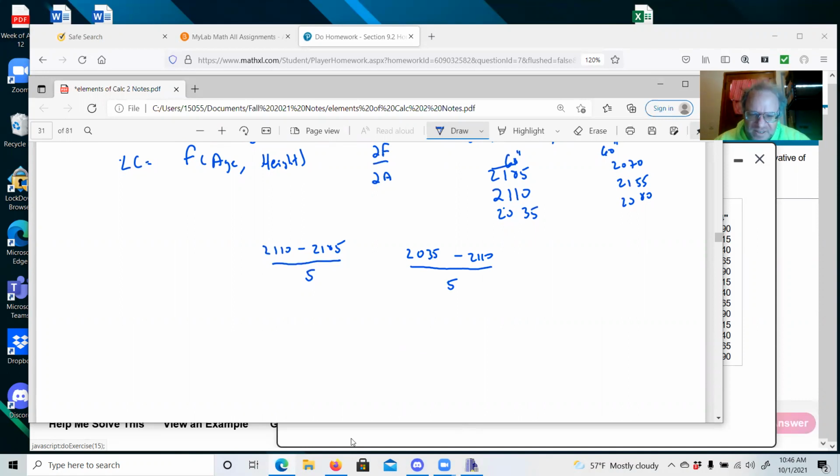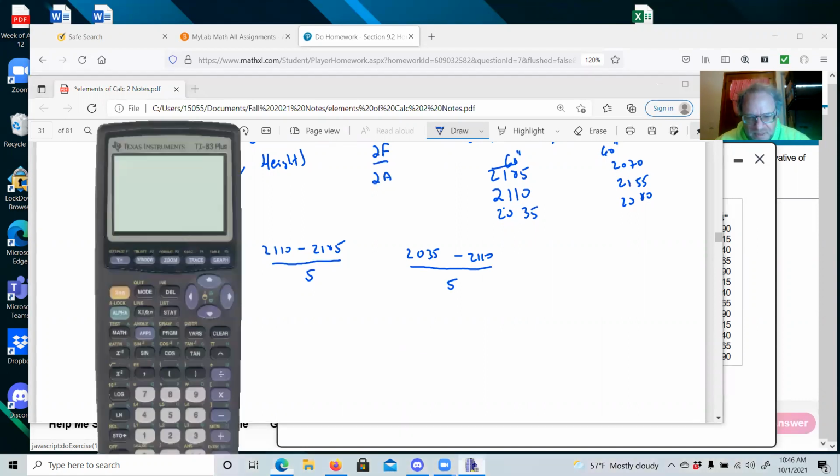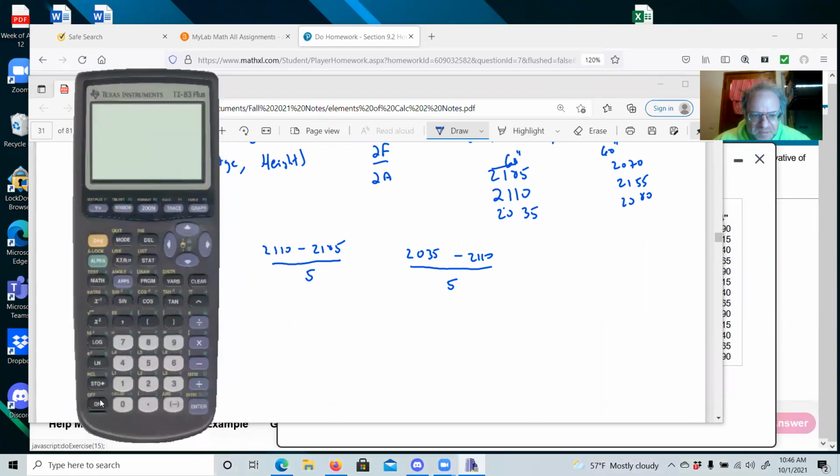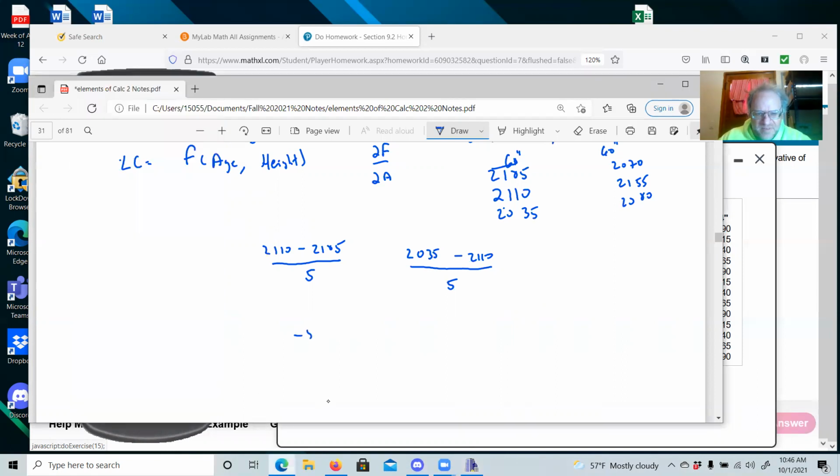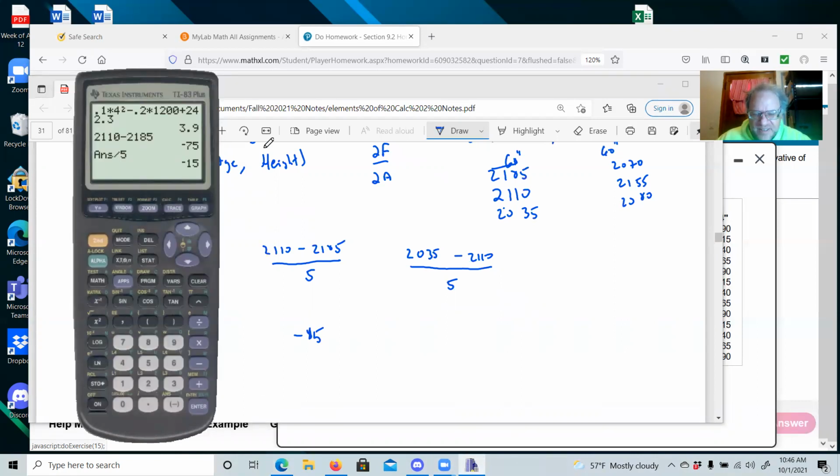Okay, so let's see what happens here. Just curious to see if it's going to be the same number, like how good does this chart work for a calculus class? 185 divided by 5. Okay, so they have negative 15. It does make sense that for a given height, your lung capacity decreases as you age, as a natural thing.